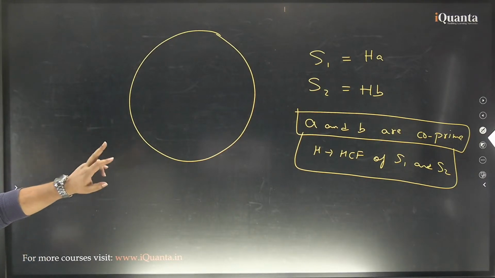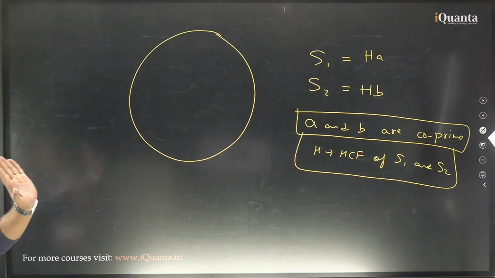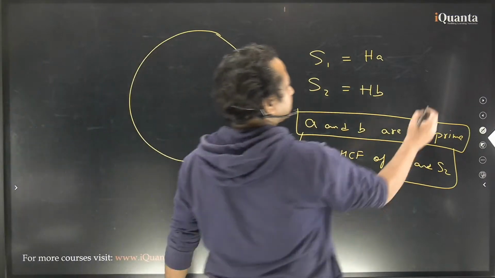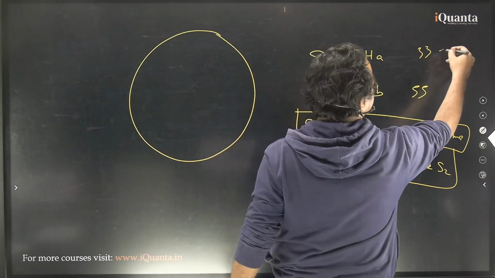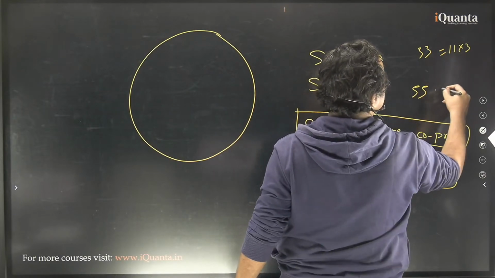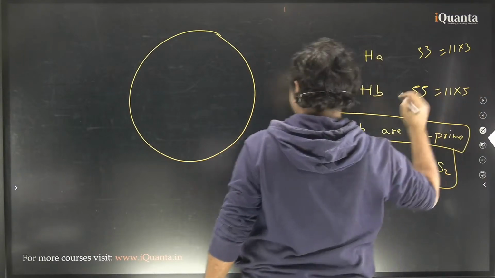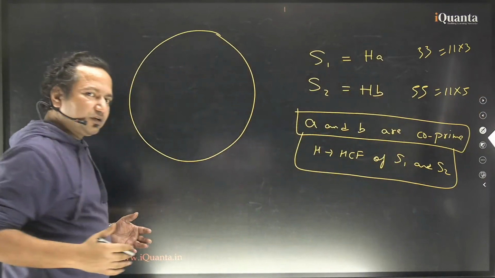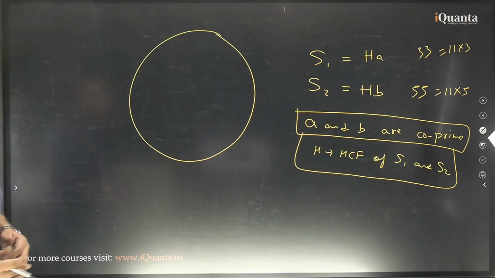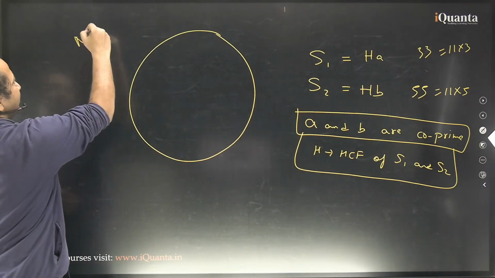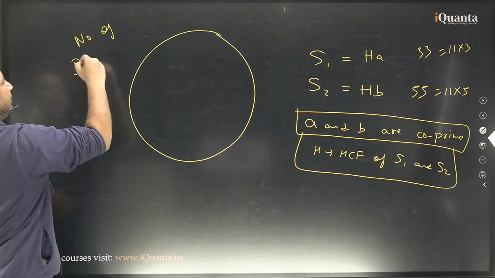Is this clear? S1, S2. So H is the HCF and A and B are co-prime to each other. For example, if I take 33 and 55, so this is 11 multiplied by 3 and this is 11 multiplied by 5. All right. So in this case, the number of points on which they will meet, number of distinct points. The heading is number of distinct points.